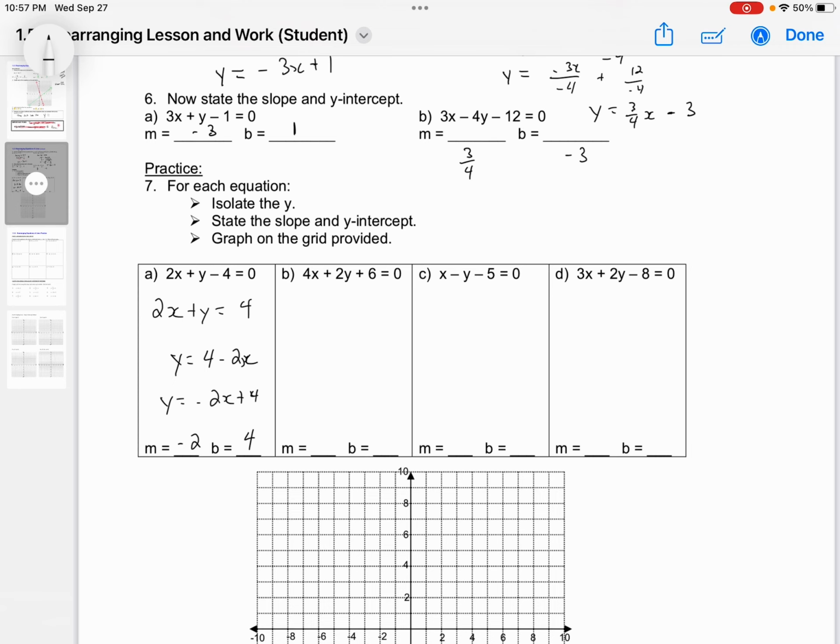7b, 4x plus 2y plus 6 equals 0. I like going after the number first. So the number is add 6. It's got to get moved over to the other side. When it moves over to the other side, it's got to switch to its opposite. And what's the opposite of adding 6?